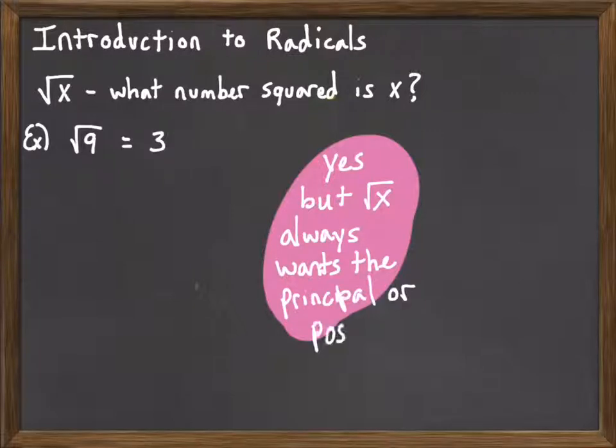Because when we write the square root of a number, we're asking for what's known as the principal or the positive root. So when we write square root of x, we're always looking for the positive answer. And so square root of 9 is in fact 3, even though negative 3 times negative 3 will also give you 9. When we write square root, we're looking for that positive answer, which is called the principal root.